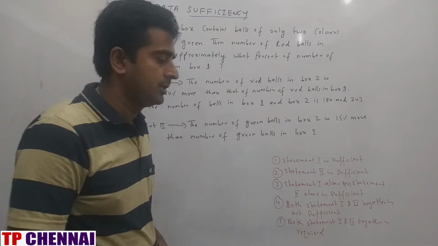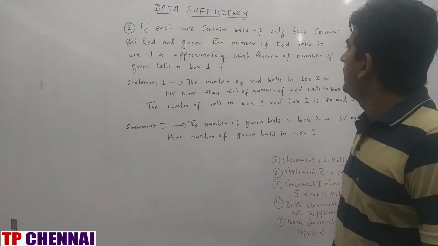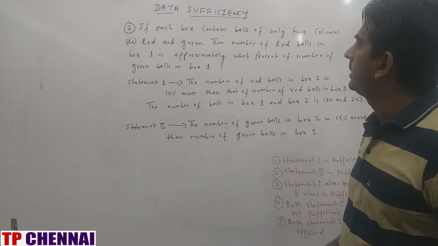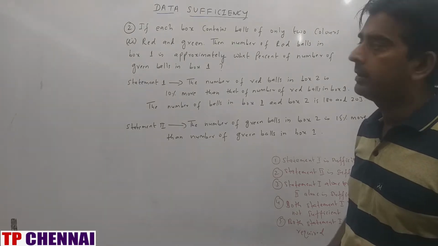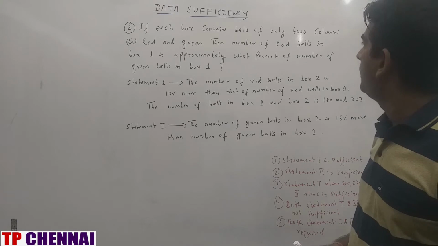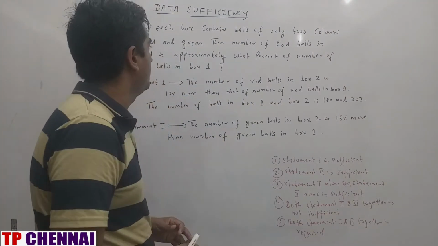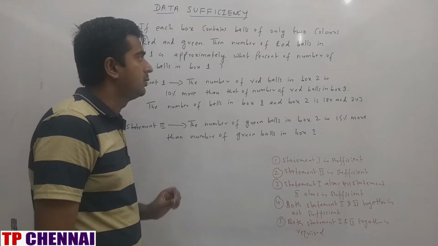Now we will see the second question, which is on data sufficiency. If each box contains balls of only 2 colors, that is red and green. So there are 2 boxes where you have red and green balls. The number of red balls in box 1 is approximately what percent of the number of green balls in box 1? This is the question.